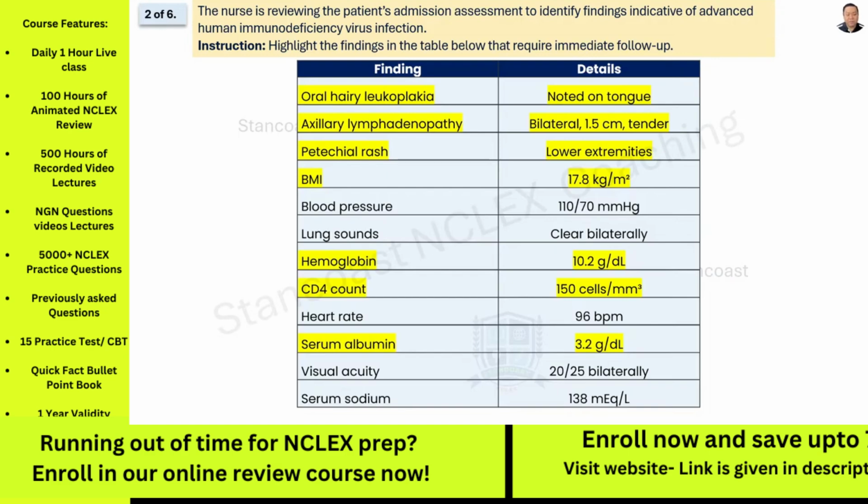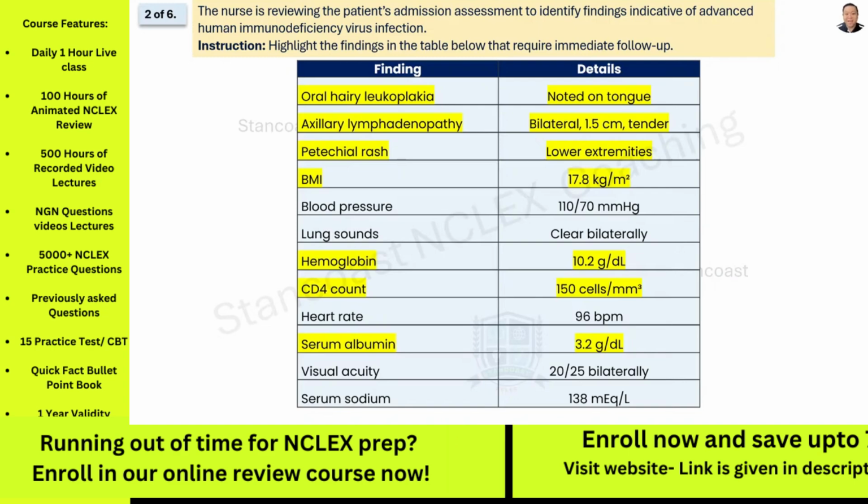And visual acuity of 20/25, it means that there's no sign of HIV-related eye issues like maybe cytomegalovirus retinitis, so eliminate this one. And the serum sodium of 138 is also in the normal range, so we're not going to be worried about electrolyte imbalance here.